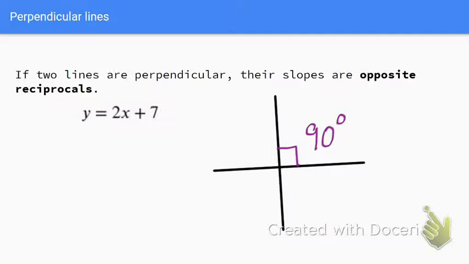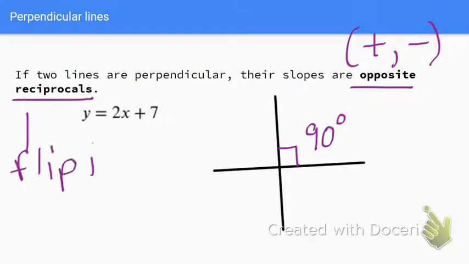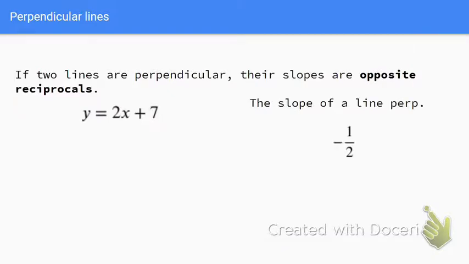If two lines are perpendicular, their slopes are the opposite reciprocal. When I say opposite, I mean opposite sign, positive or negative. When I say reciprocal, I mean flip it. We'll do an example here. Opposite means take the other sign. If it is positive, make it negative, and if it is negative, make it positive. Reciprocal means flip it.